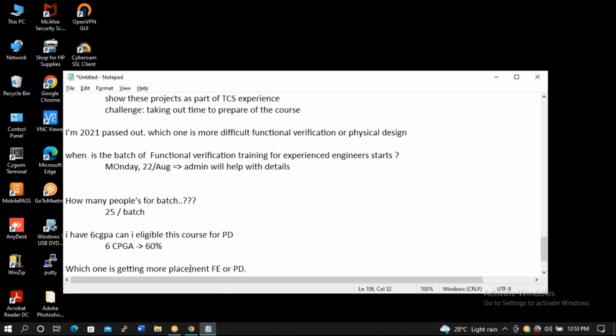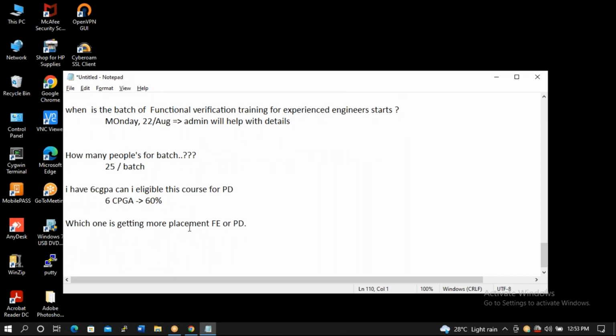Next, which one is getting more placement? I told you, right? Front end has around 20 to 30% more opportunities than physical design. But if you are passionate about physical design, don't stop. Don't think that I'll go to front end. If you know what physical design is, if you have understood today's session and you enjoyed what the trainer has taught you, go with physical design. But if you are okay with any domain, and getting placement is the only priority, go for front end.